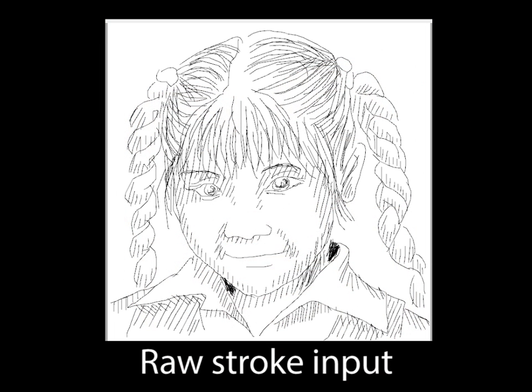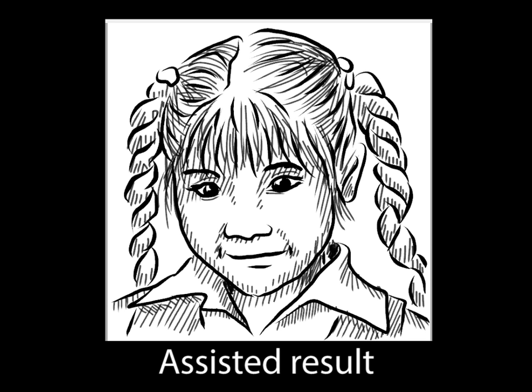To make it easier for the user to fill large regions, PortraitSketch allows the user to shade with multiple strokes simultaneously. Note that the system automatically reduces the number of shading strokes in small shading areas for better control. Here, we compare the original unassisted strokes for this drawing with the automatically adjusted PortraitSketch result.